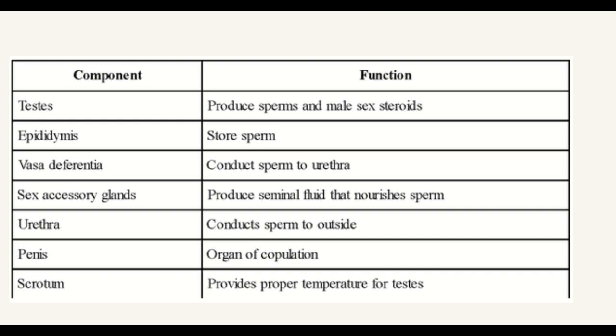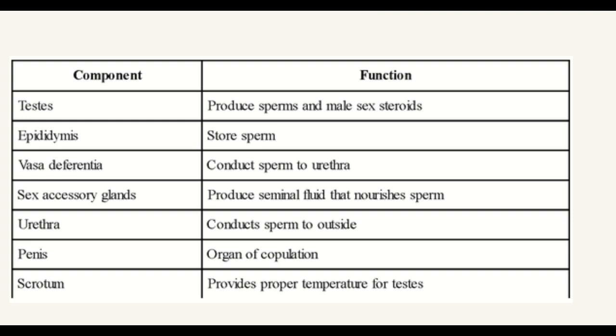So testes produce sperm, the epididymis stores sperm, the vas deferens is what transports or conducts the sperm to the urethra, and then you have accessory glands, which are not necessarily there on that diagram, but they produce seminal fluid that nourishes the sperm.